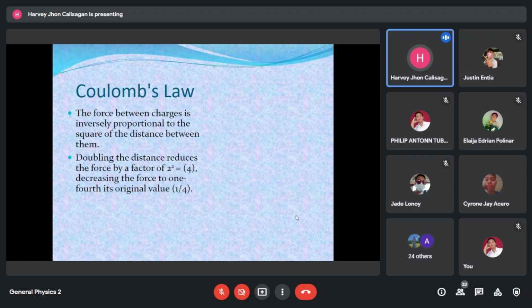That's the reason why in the formula of Coulomb's law we sometimes double the distance, because we want to see the connection of those charges. Now, decreasing the force to one fourth of its original: if we double the distance, for example, we reduce the force by a factor of 4. It means that we are decreasing the force to one fourth of its original value. So like this one.